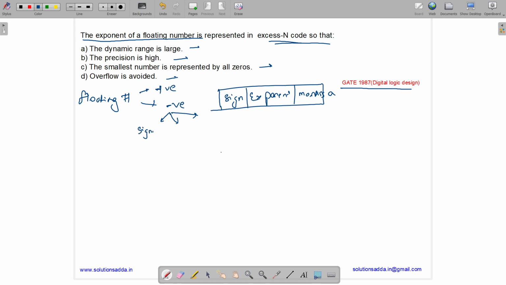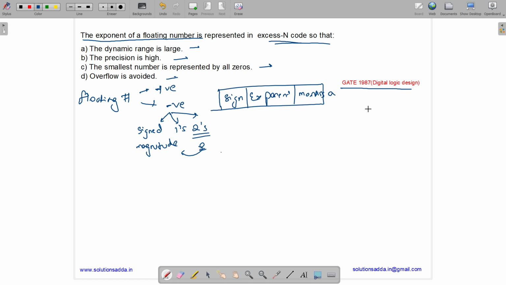The negative number case can be handled by three methods. The first one is sign magnitude representation, then ones complement representation, or twos complement representation. Basically, twos complement is preferred over ones complement and sign magnitude because in twos complement we have one extra number which can be represented, so its range is more than ones complement.